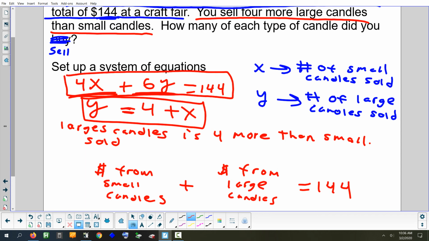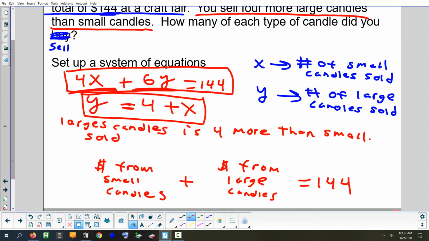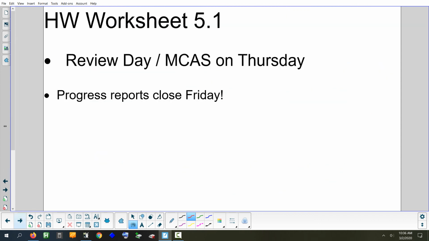Now, from here, you would have to graph that. I purposely didn't want you to graph it because the numbers are too big. I just wanted you to set it up. Okay? We're going to practice more with the word problems. Those are the trickiest ones. But that's it. Those are your answers.